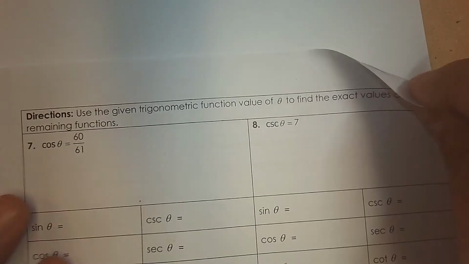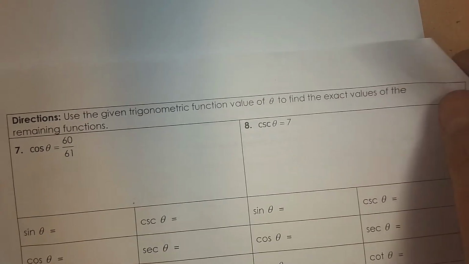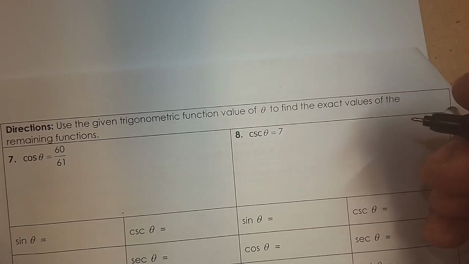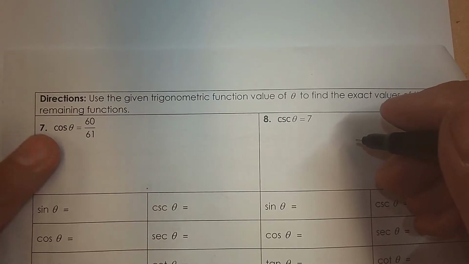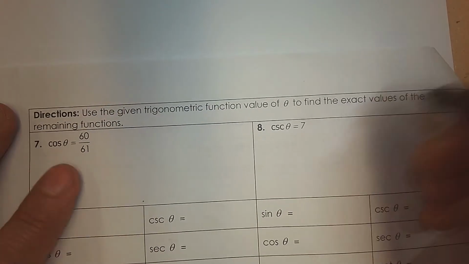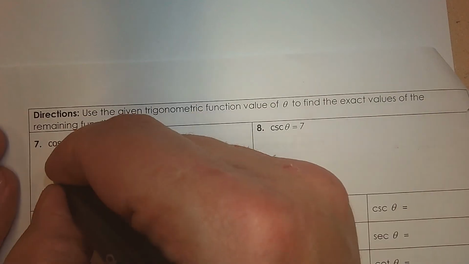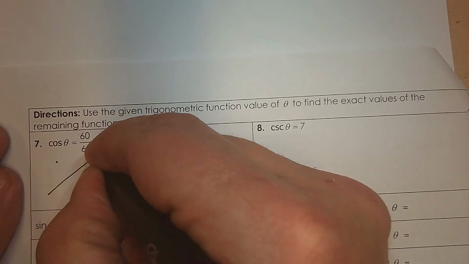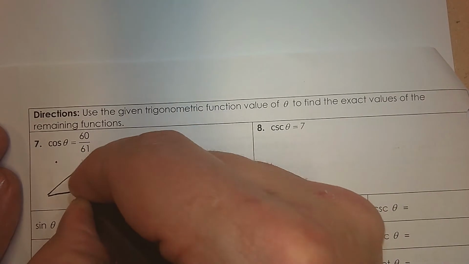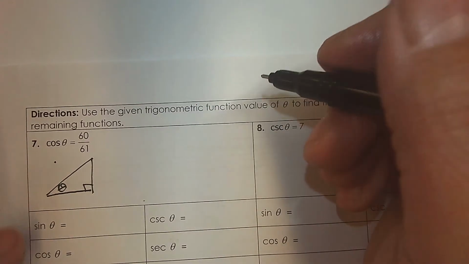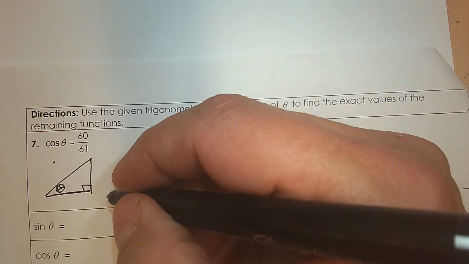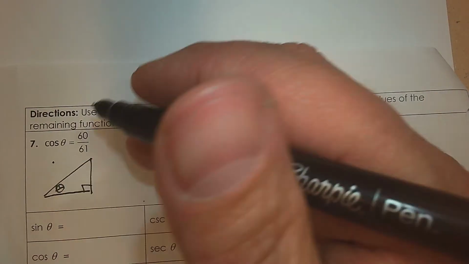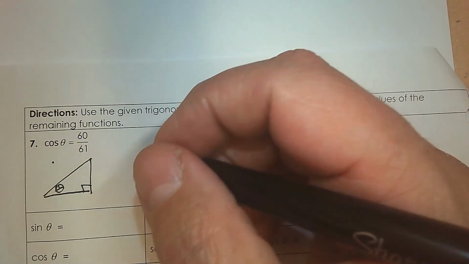Number 7. Use the trig function value of theta to find the exact values of the remaining functions. So you're given a ratio and you need to use that to find the other ones. So we're going to draw our own right triangle right here. All I say is you should be consistent in how you draw it and where you put theta. It doesn't actually matter how, as long as it's a right triangle. Theta needs to be in one of the corners, but be consistent, and then you won't make a silly mistake.